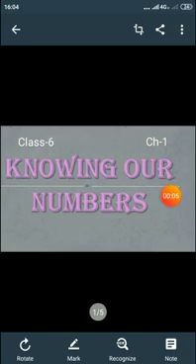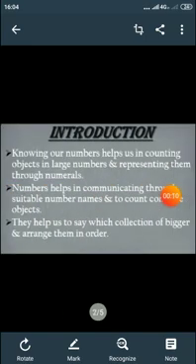Chapter 1 of your NCERT book, Knowing Our Numbers. Introduction. Knowing our numbers helps us in counting objects in large numbers and representing them through numerals. Numbers help in communicating through suitable number names and to count concrete objects. They help us to say which collection is bigger and arrange them in order.